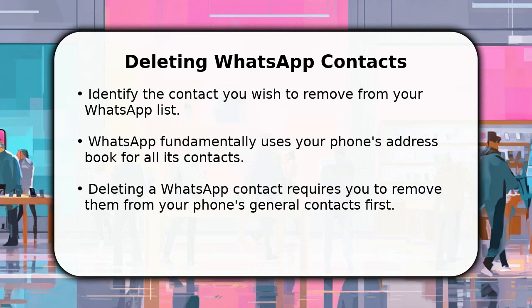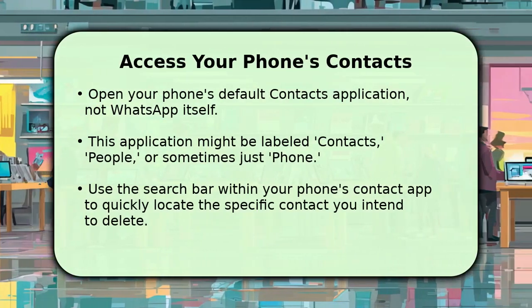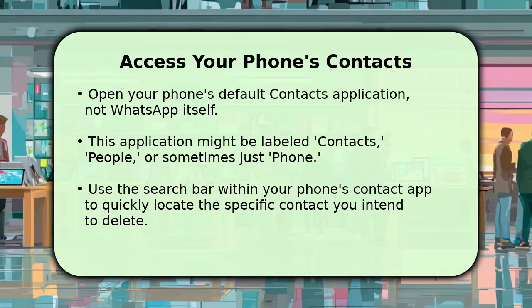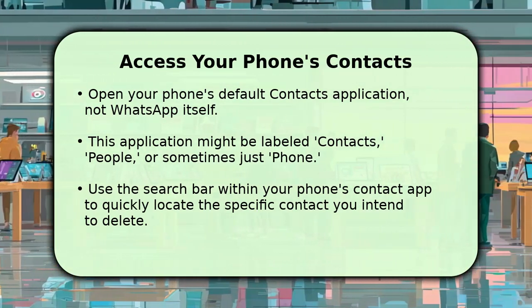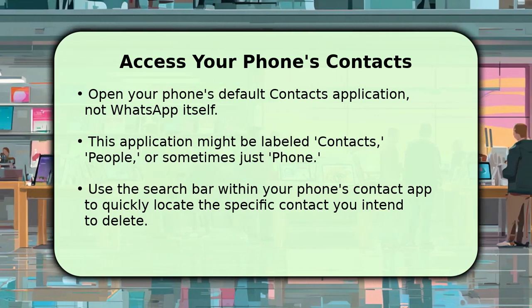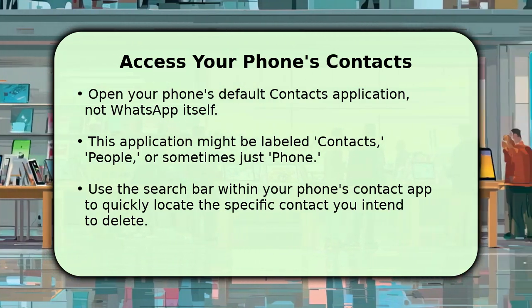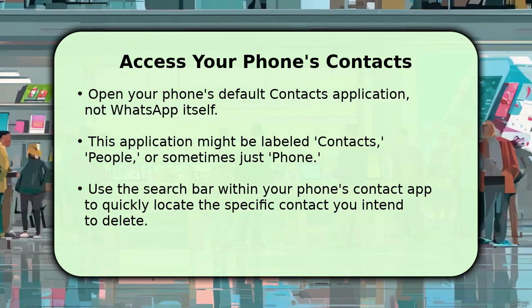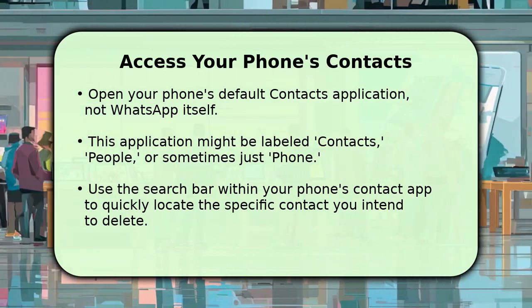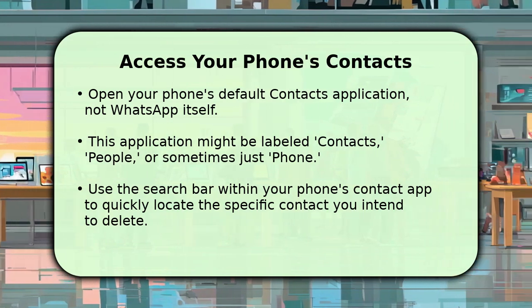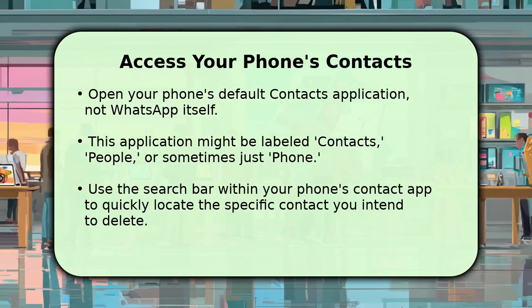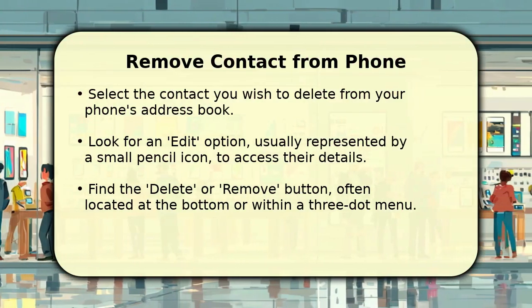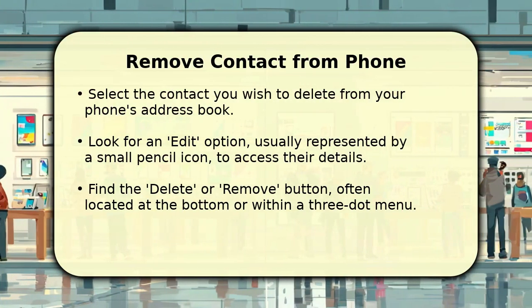Now, open your phone's built-in Contacts application. This is the app where all your phone numbers and contact details are stored. Once inside, navigate to the search bar, usually found at the top, and type in the name of the person you want to remove. Carefully select the correct contact from the search results to proceed, ensuring you are targeting the right individual for deletion.